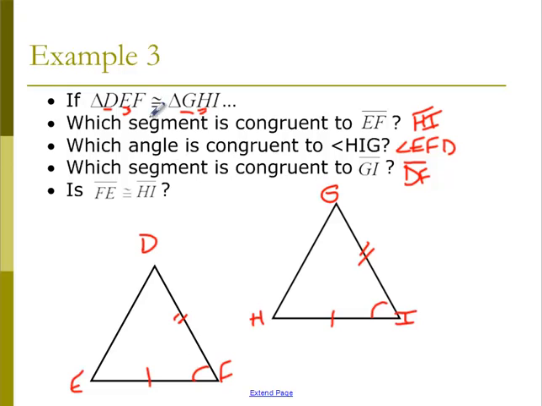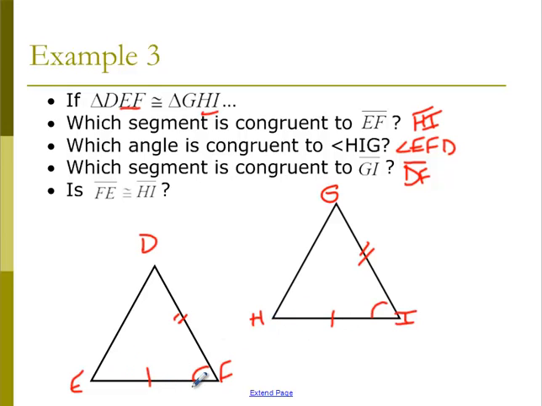Now let's say you didn't want to look at the picture. You wanted to do it from up here. Which segment is congruent to EF? Look at where EF are. They're the last two letters. The last two letters are HI. So you can do it from the congruency statement as well, which is why it's so important to write it in the correct order. And is FE congruent to HI?